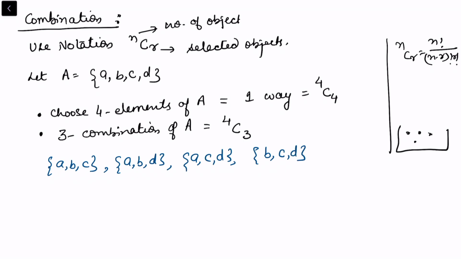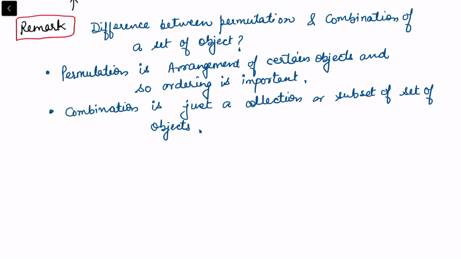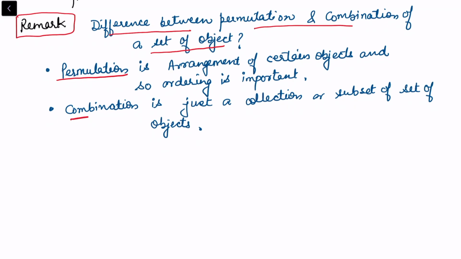Whereas in the permutation, the order does matter, in which A comes at the first place or B comes at the first place or C comes at the first place if I look at the first set. But in the combination, ordering does not matter. So we can see in this remark the difference between permutation and combination of a set of objects. Permutation is an arrangement of certain objects in which ordering is considered, or we say ordering is important, whereas combination is just a collection or subset of the set of objects that has been considered.